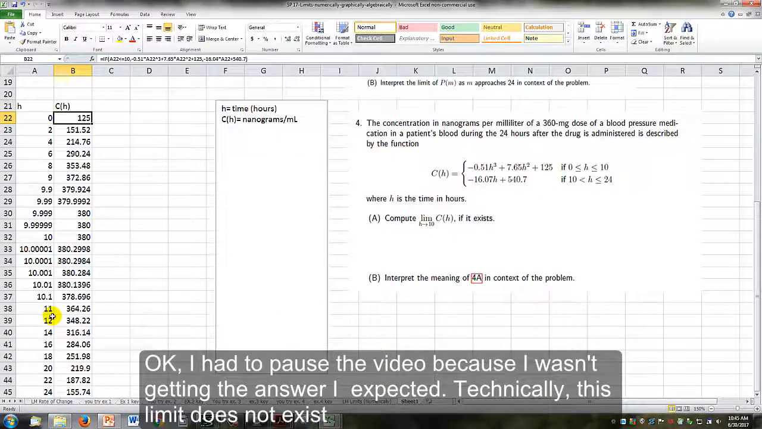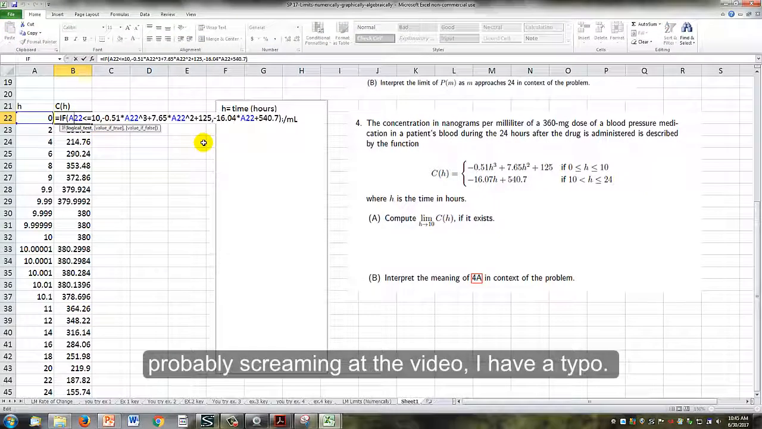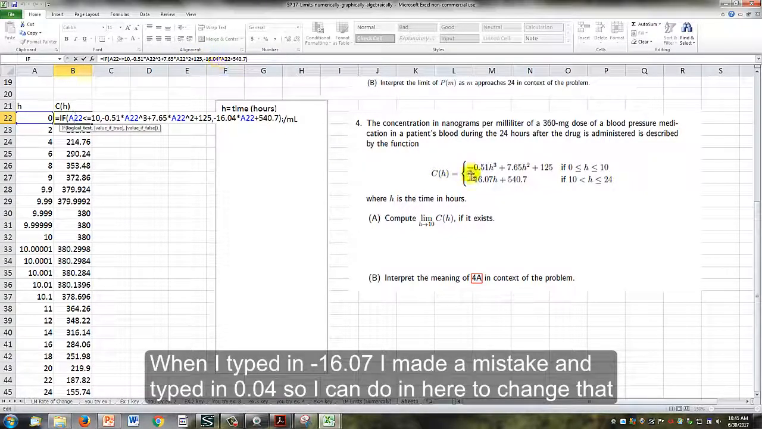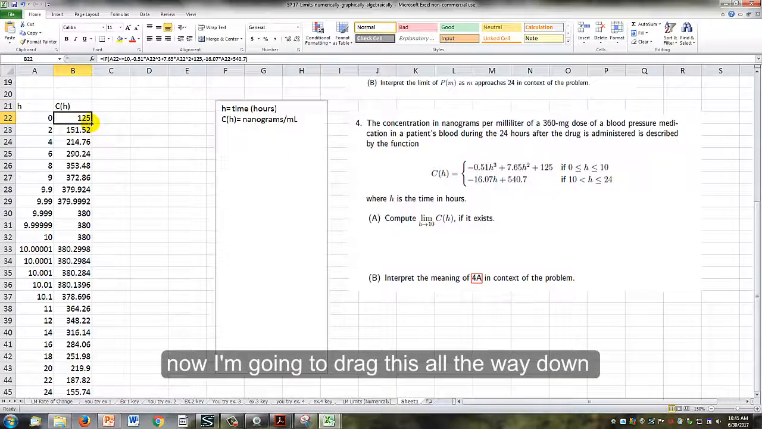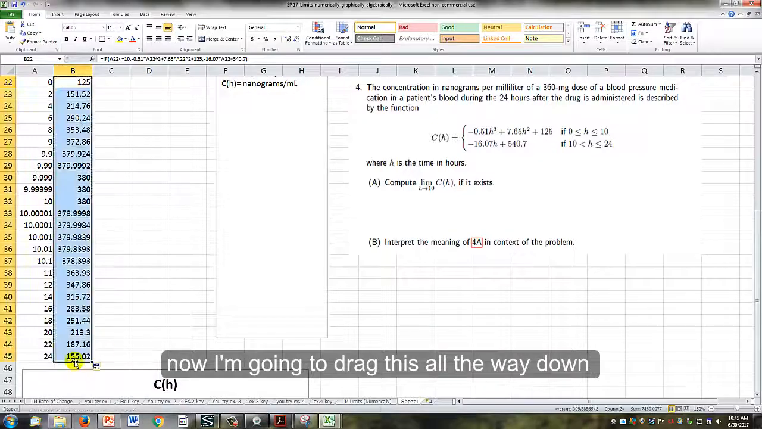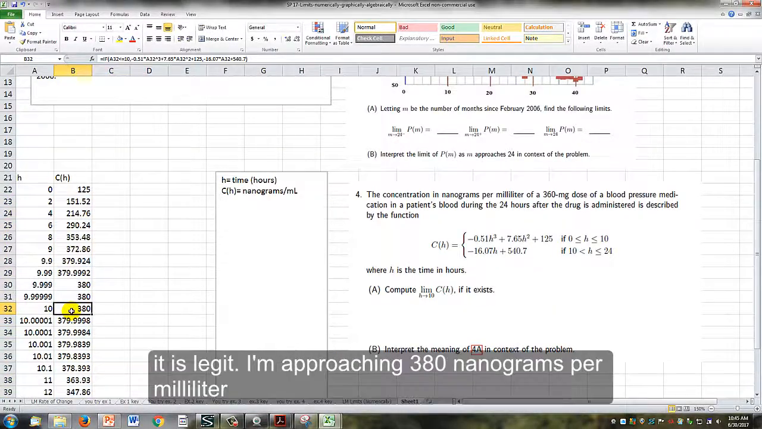Okay, I had to pause the video because I wasn't getting the answer I expected. Technically, this limit does not exist because from the left it's approaching 380 and from the right it's approaching 10. Well, you may have noticed, and probably screaming at the video, I have a typo. When I typed in negative 16.07, I made a mistake and typed in 0.04. So I can go in here and change that. Now I'm going to drag this all the way down there. And now it is legit.